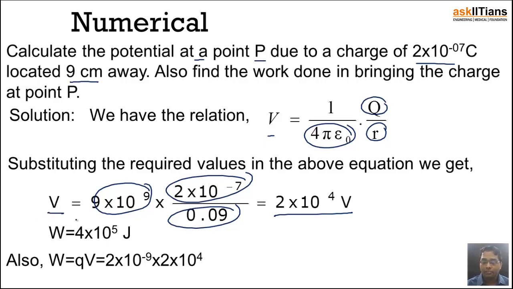Now this is the potential, mind you, and therefore if you are required to find out the work done, this is how much. So this is the potential that you get. Therefore from here you can find out how much is the work that is done. The work done is nothing but Q into V. The value of Q is given to you, the value of V is given to you.